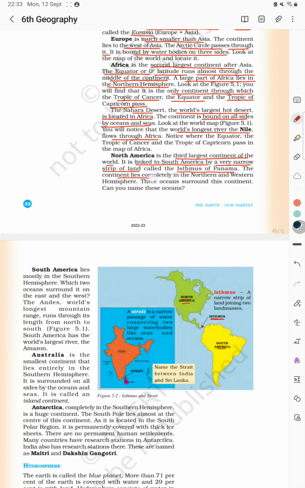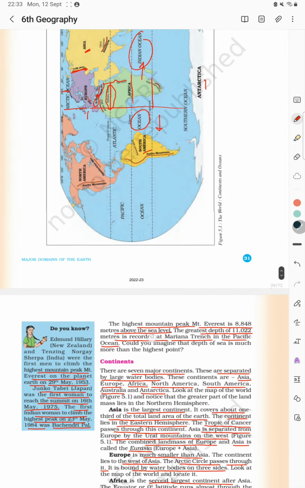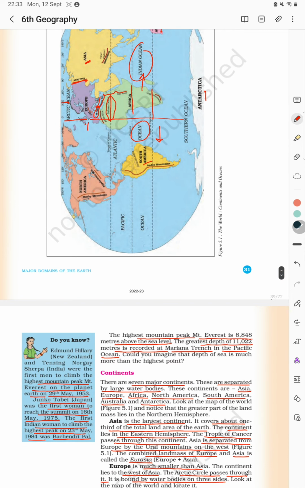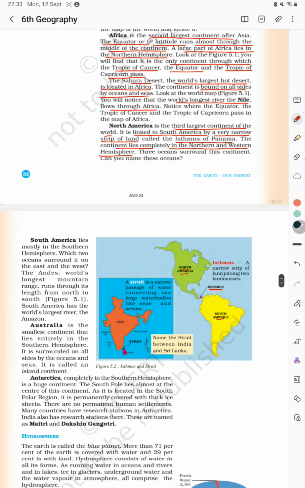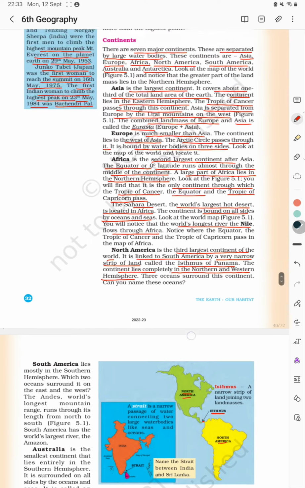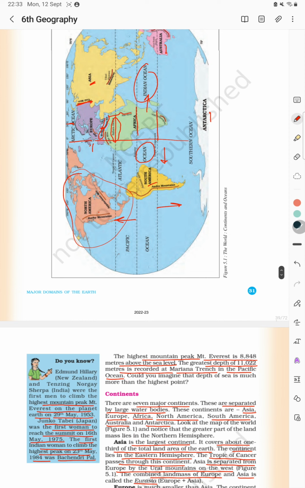The continent lies completely in the northern and the western hemisphere. So this is the equator. It completely lies in the northern hemisphere and in the western hemisphere. This is the eastern hemisphere, this is the western hemisphere, this is the southern hemisphere, this is the northern hemisphere. 3 oceans surround this continent. What are the 3 oceans? Atlantic Ocean, Pacific Ocean, and above is the Arctic Ocean.